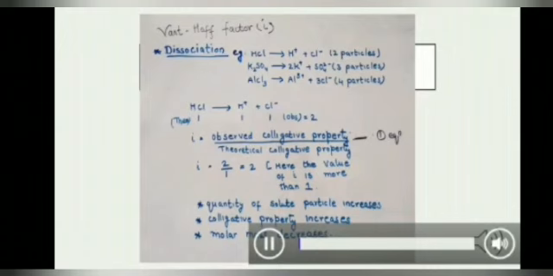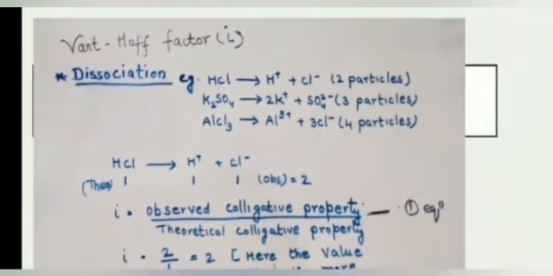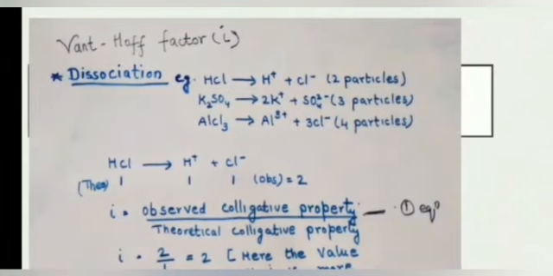Now, as I said, in case of solutions of electrolytes, colligative properties are either higher or lower than the theoretically expected value. Now let us try to understand how it happens. First, in case of dissociation, when a solute of acid, base or salt is dissolved in solvent, it dissociates to produce the particles in the form of ions. Here the number of particles increases.